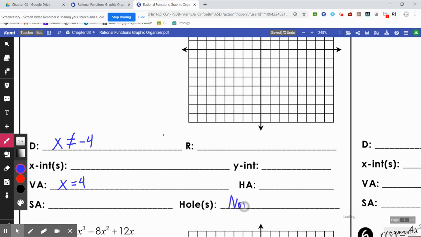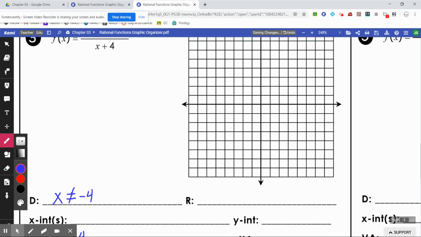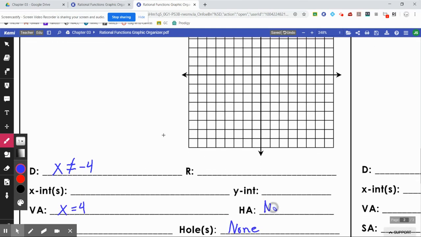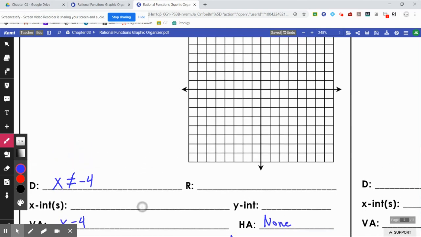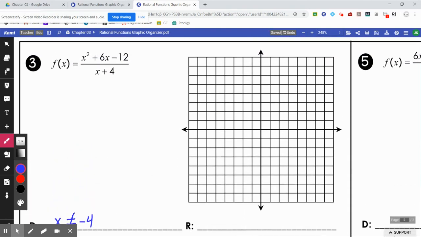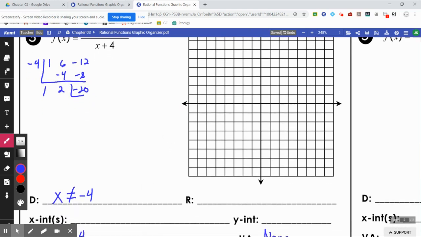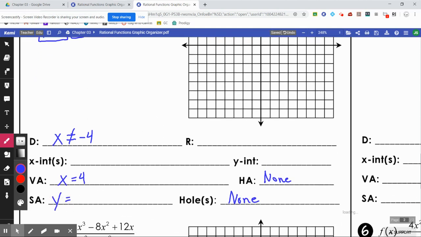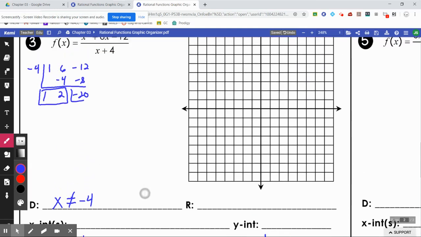So we will have no holes in this graph. Since the top function has a degree of 2 and the bottom has a degree of 1, there will be no horizontal asymptote, so we will have a slant asymptote here. The way you find a slant asymptote is by actually dividing. So we're going to divide by x plus 4 into 1, 6, negative 12 with synthetic division. Sometimes you might have to use long division. You get this. So this part is going to be your slant asymptote, which is y equals x plus 2. You don't have to worry about the remainder.